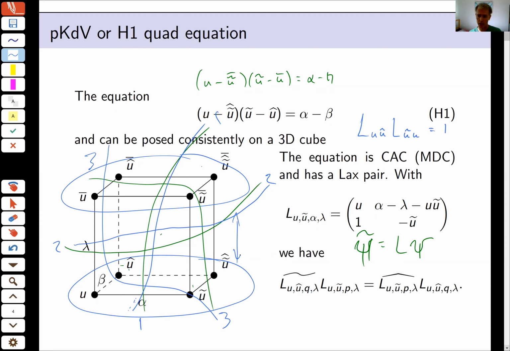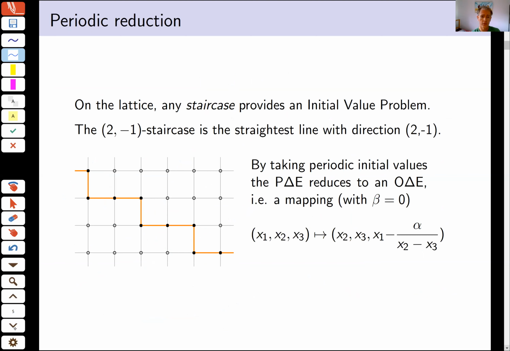So that's a bit of context, and now I want to show you how you can reduce these equations to maps. And the first thing we need to do is think about initial value problems. So if you just look at putting these equations on a lattice, then any staircase provides an initial value problem. A staircase is just any line that goes over the edges of the lattice, from any diagonal line from top left to bottom right, or bottom left to top right, whatever you want.